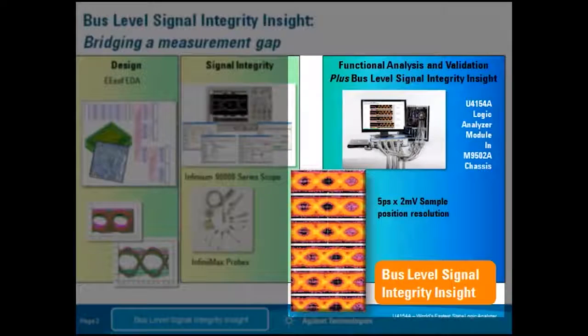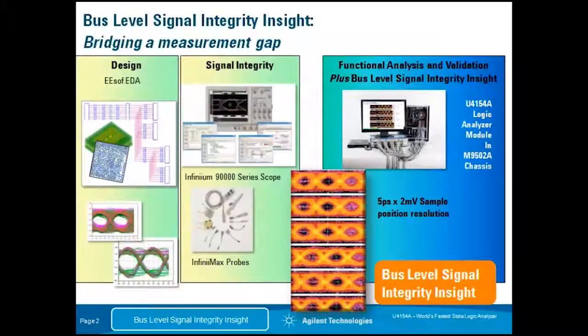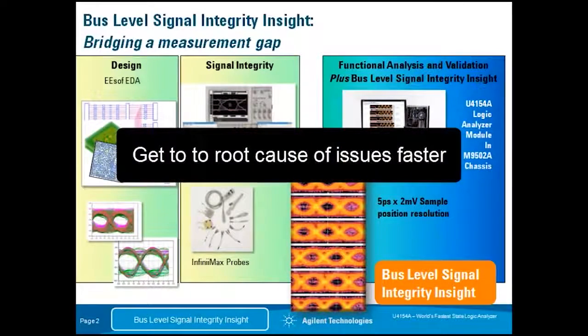Now, DDR memory designers can obtain qualitative bus-level signal integrity insight by comparing eye scans from the U4154A logic analyzer from all the signals in the system being scanned relative to each other and relative to the clock of the system to gain insight at the bus level. This qualitative insight does not replace the scope. It enhances the use of the tools to get to the root cause of their issues faster.